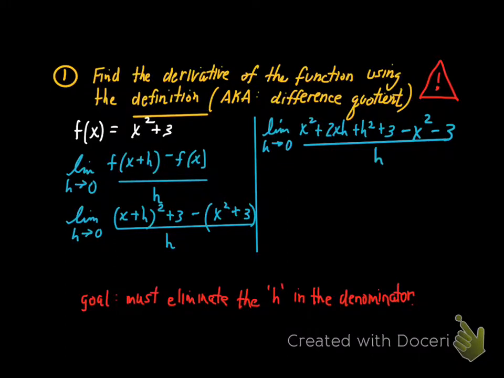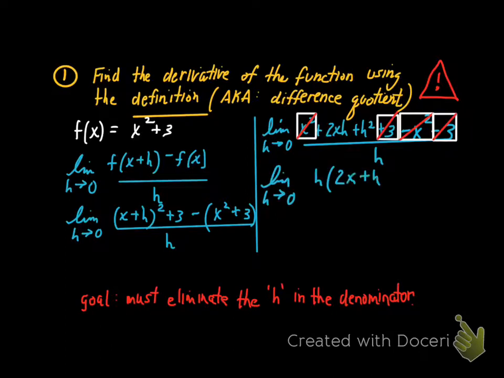Now, you're going to see some things on top that eliminate themselves. You see that? You got an x squared and a minus x squared. Well, that's history. See anything else? I agree. You got a plus 3 and a minus 3. That's history. And you might notice here that the remaining two terms that you have both contain at least one h. So your next step is going to be to factor out that h. I still got the limit as h goes to 0. And I factored out the h. H times quantity, 2x plus h, all over h.